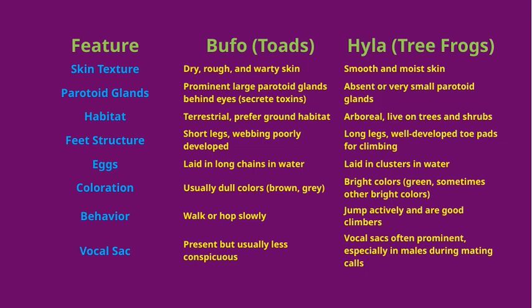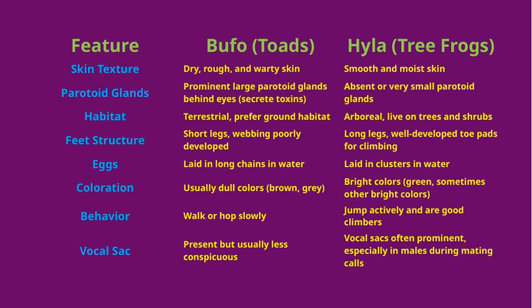Starting with skin texture, toads, like Bufo, typically have dry, rough, and warty skin, which helps them blend into terrestrial environments. In contrast, tree frogs such as Hyla have smooth, moist skin, which is ideal for their arboreal lifestyle. Moving on to parotoid glands. These are large glands located behind the eyes, and in toads, they're quite prominent and secrete toxins as a defense mechanism. Tree frogs usually lack these glands or have very small ones, so they rely on different strategies for protection.